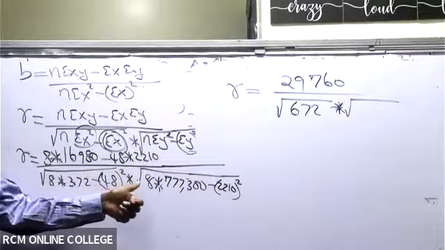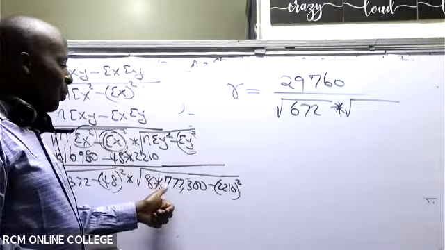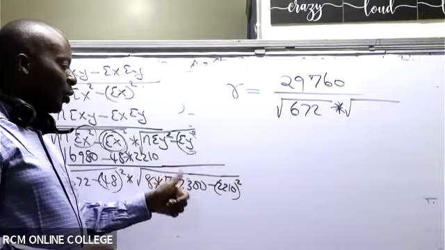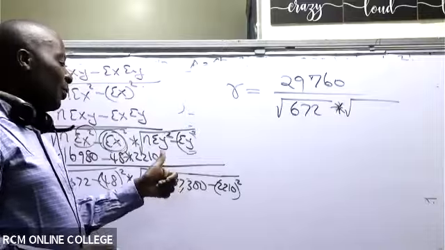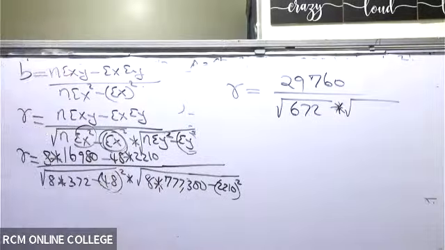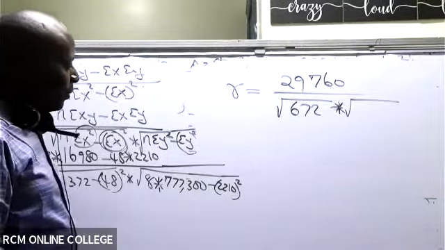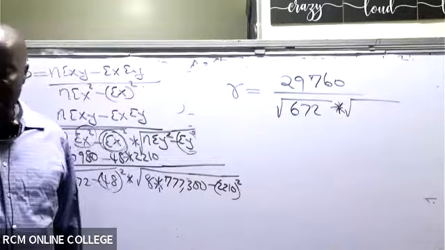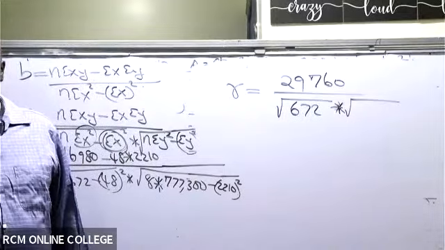So then here we have 8 times 777,300 minus 2210 squared. Some good ninja, give me this answer. 1,334,300.